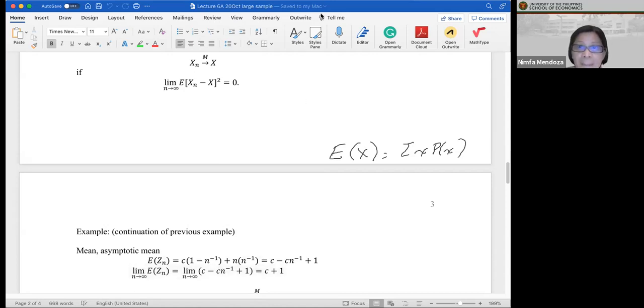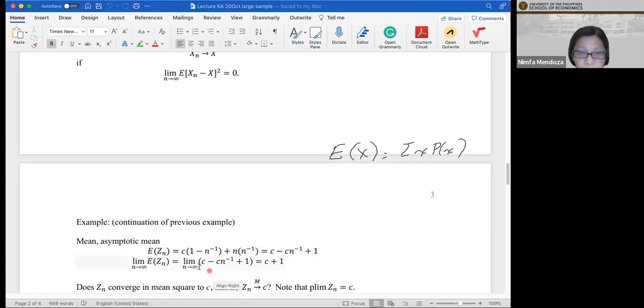So this is the asymptotic mean. So we get the limit of this. The asymptotic mean is the limit of C minus C over n plus 1. Note that n appears only in this term. So as n approaches infinity, C over n would approach 0. So we have C plus 1.